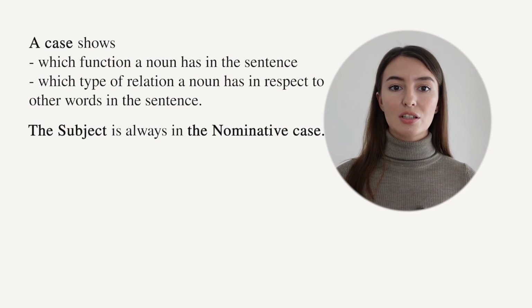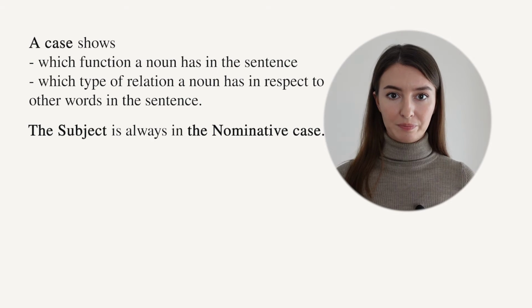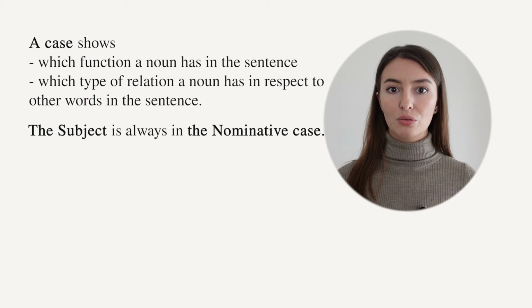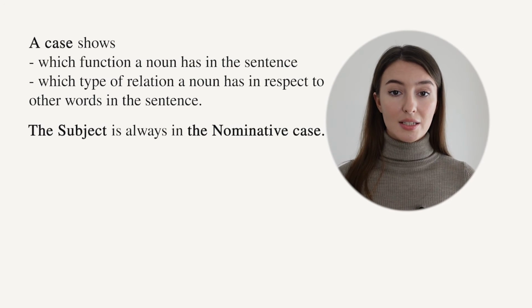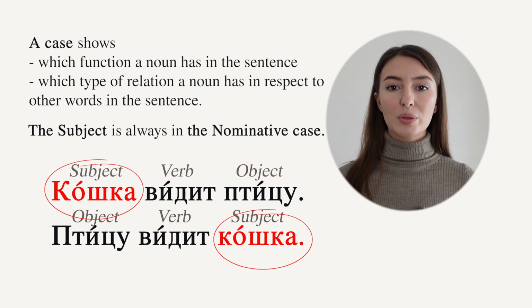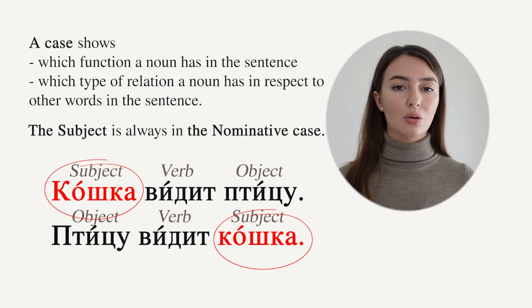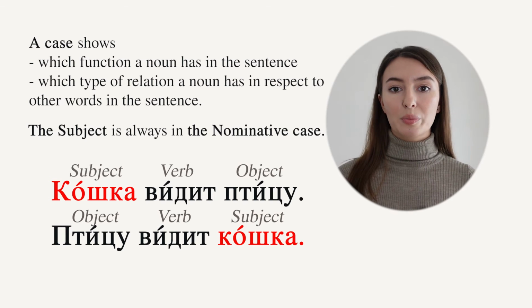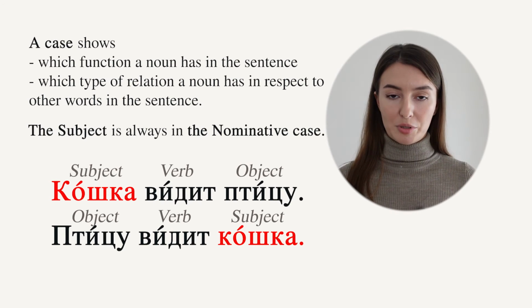The subject is always in the nominative. A basic case, all Russian nouns are given in dictionaries in the nominative. This is the so-called first form of a noun. In our sentence, it's кошка. No matter what the position of this word in the sentence, at the beginning, in the middle, or at the end, it's in nominative and it's a subject.